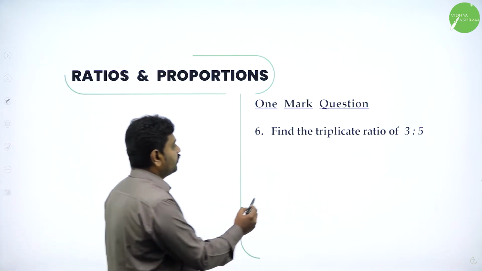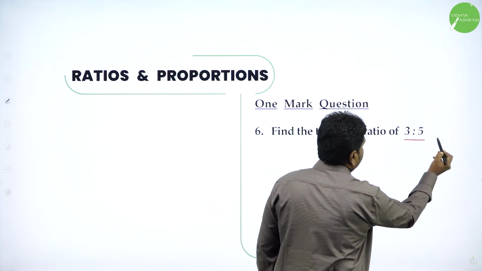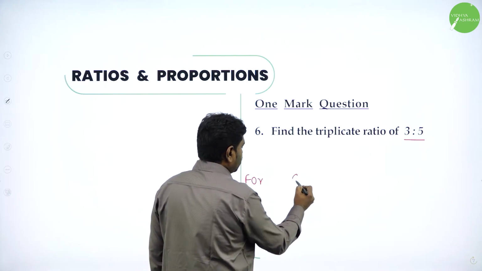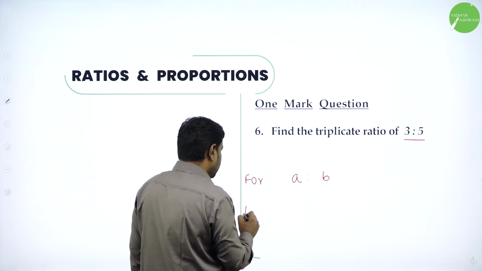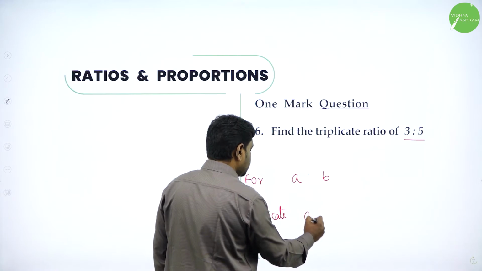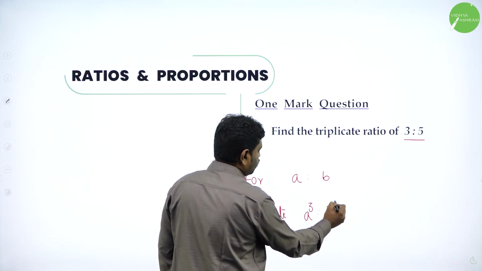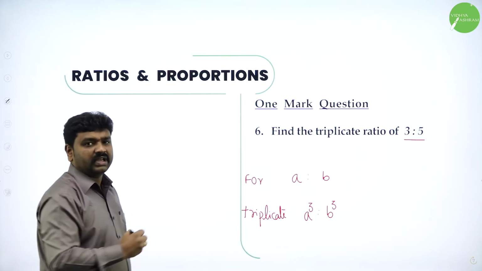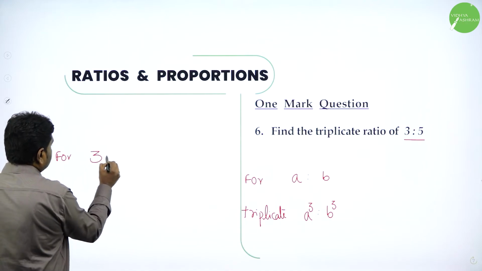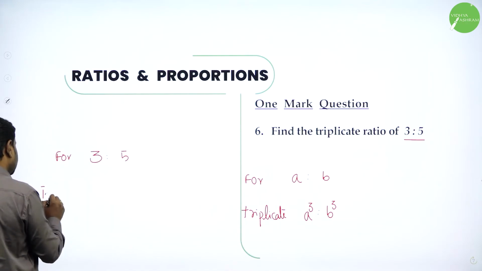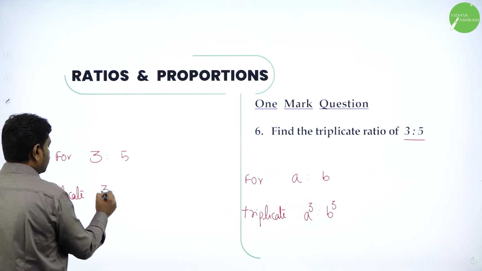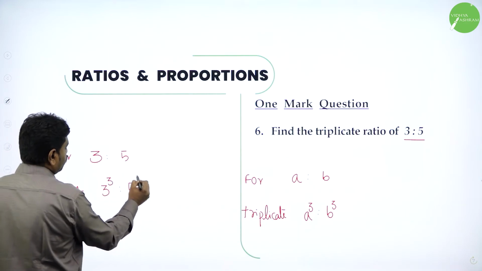Then they want to find the triplicate ratio of 3:5. For A is to B, what is the triplicate? The triplicate ratio is A cube is to B cube. So now they gave 3:5, and they want the triplicate. So the triplicate is 3 cube is to 5 cube.